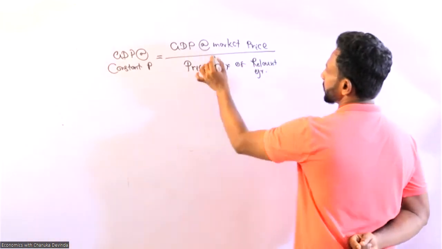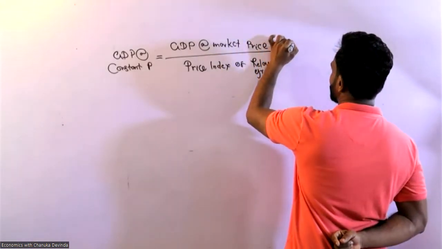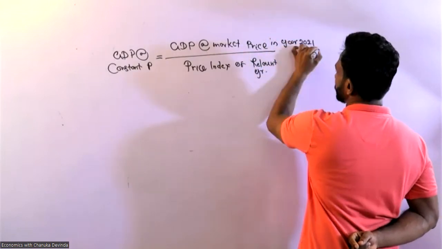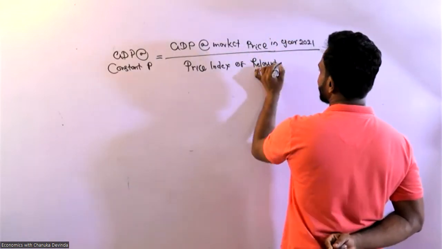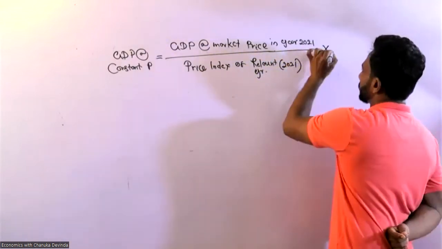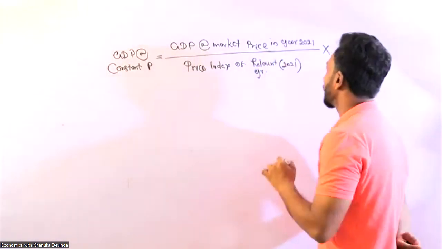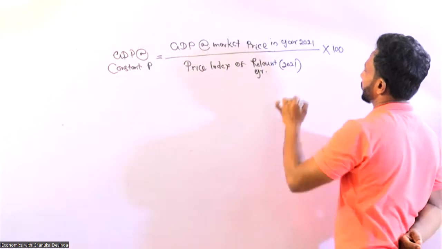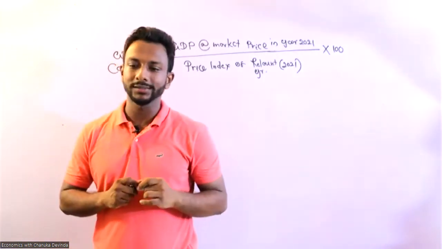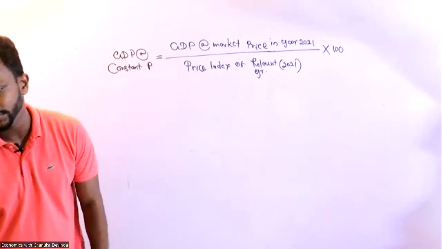GDP at market price in year 2021, divided by the price index of the relevant year, that means 2021, multiplied by what is the constant price index? It is 100. So this is how to calculate constant price GDP. So you can put this into the box.